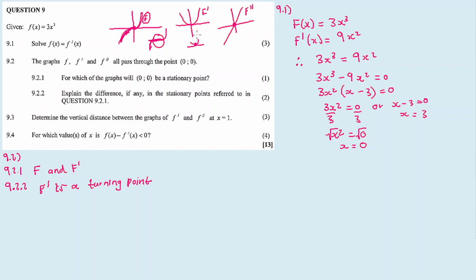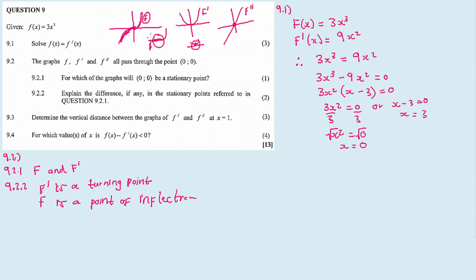According to my sketches, you can see with the f prime at the origin we have a turning point, and a turning point is a 0 gradient, so that makes it a stationary point. And then f is a point of inflection.